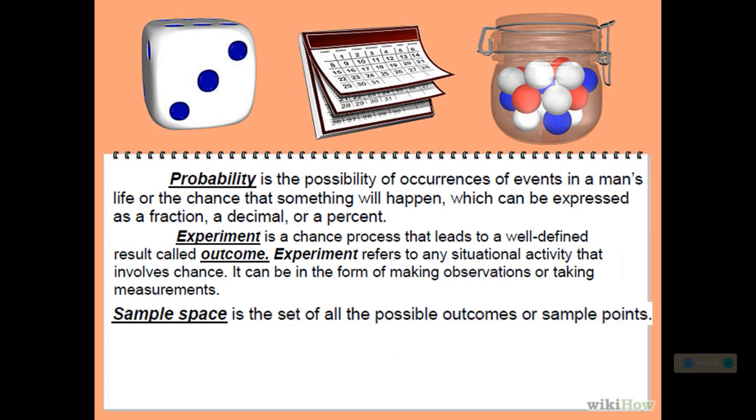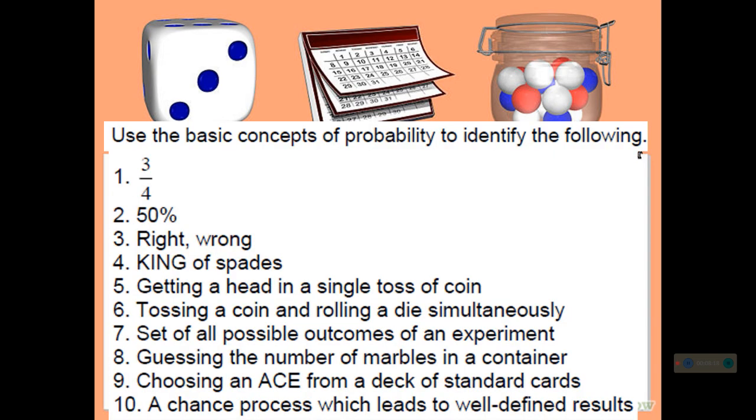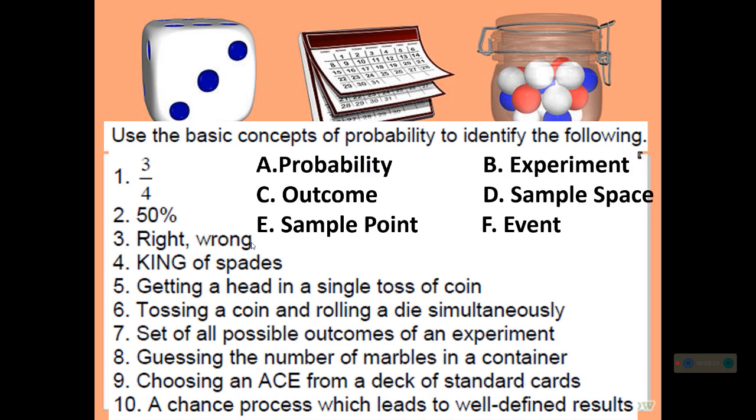Sample space. It is the set of all the possible outcomes or sample points. When we say sample point, it is just one of the possible outcomes. When we say event, it is a collection of outcomes or a subset of the sample space. So let us use the basic concepts of probability to identify the following. We have here the choices: probability, experiment, outcome, sample space, sample point, or event. I will give you 5 minutes to try answering this.